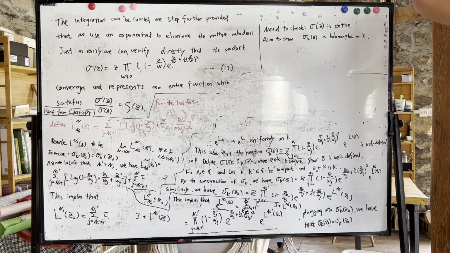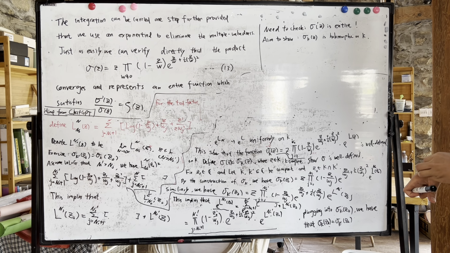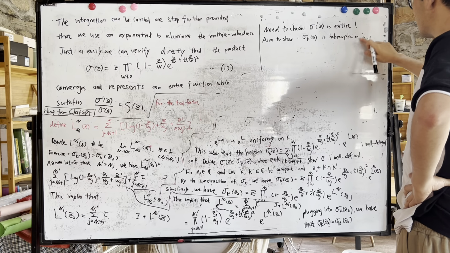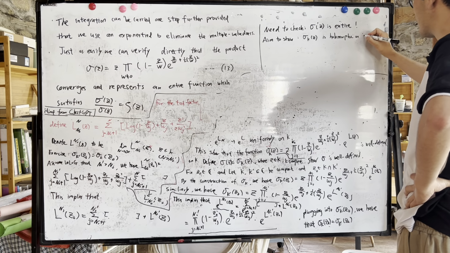What do I mean by holomorphic on k, right? Holomorphic on k means holomorphic on a neighborhood of k.